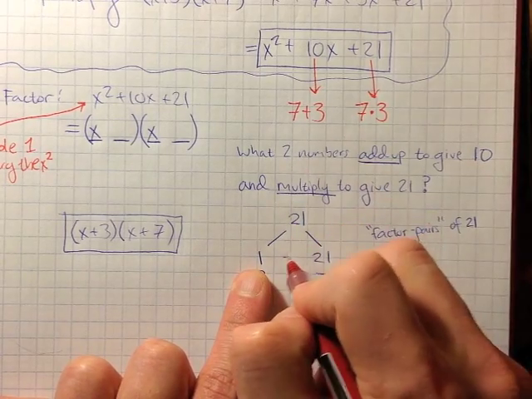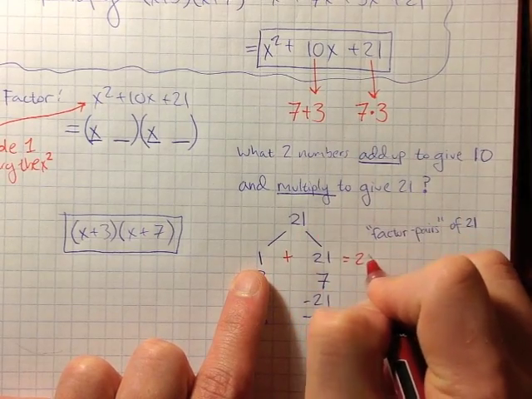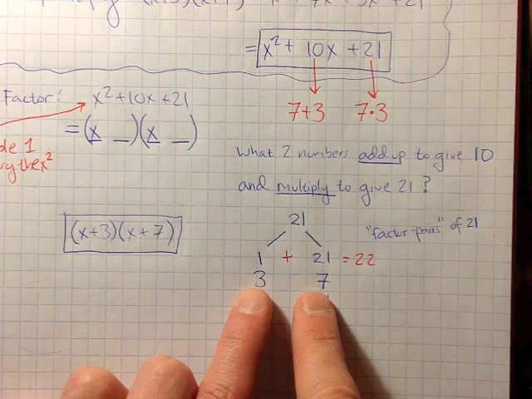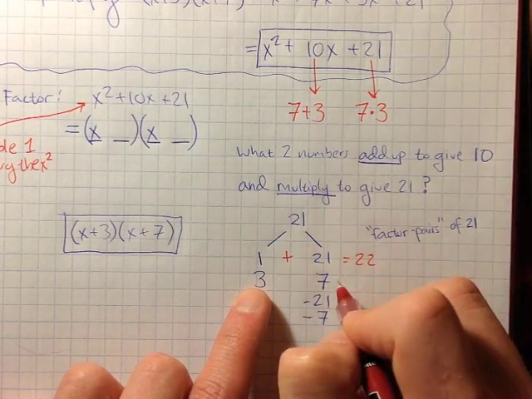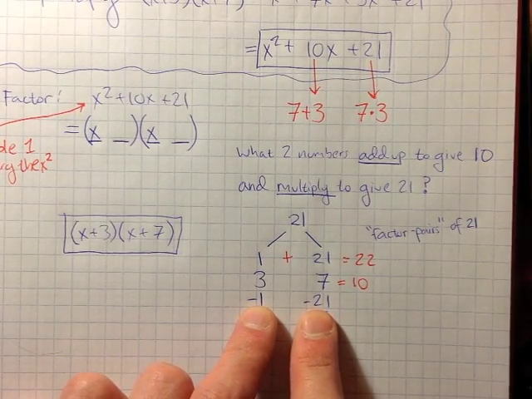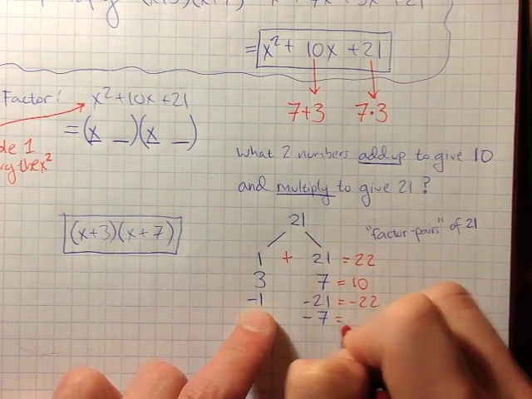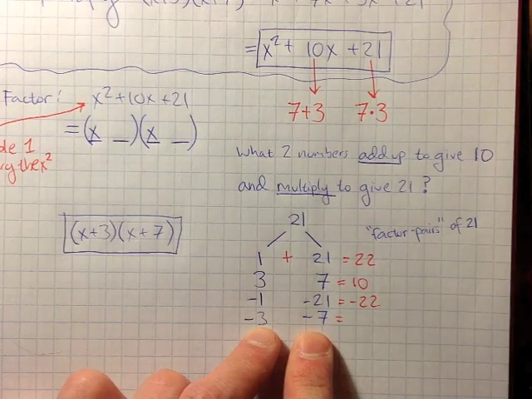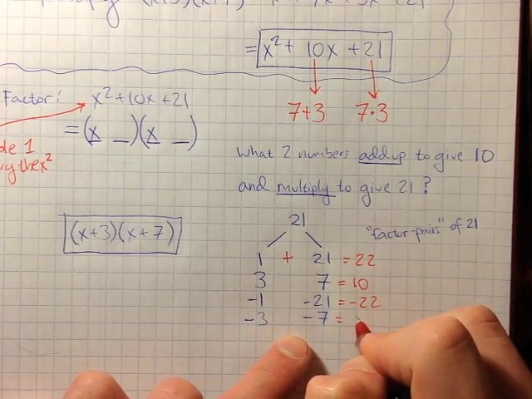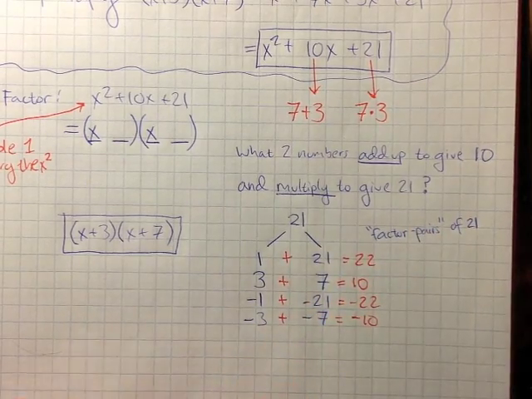So 1 plus 21 is equal to 22. 3 plus 7 equals 10. -1 plus -21 is equal to -22. And -3 plus -7 equals -10. Okay, so all I did there was add these numbers.